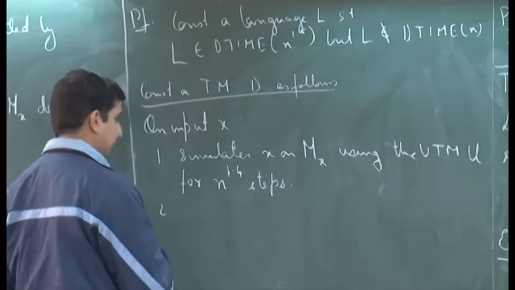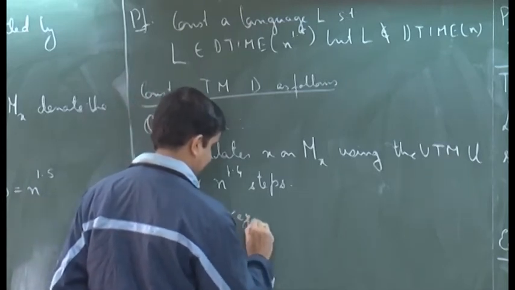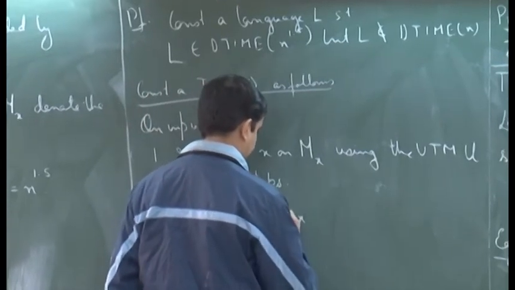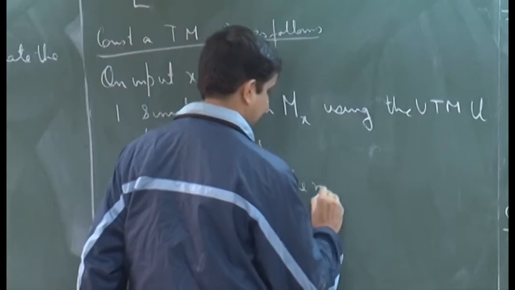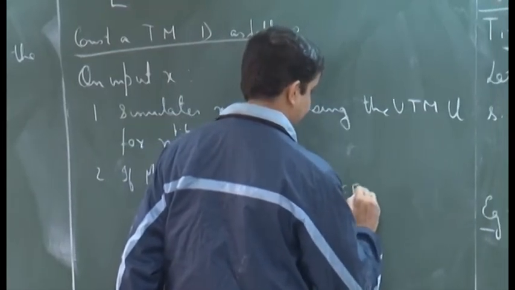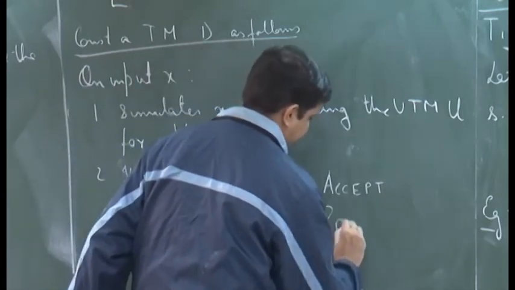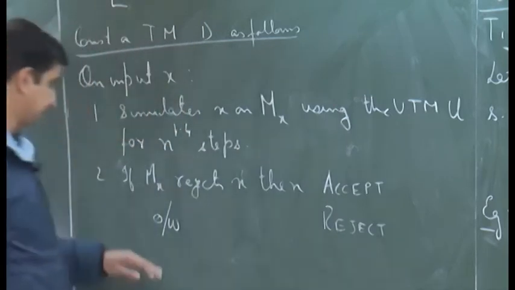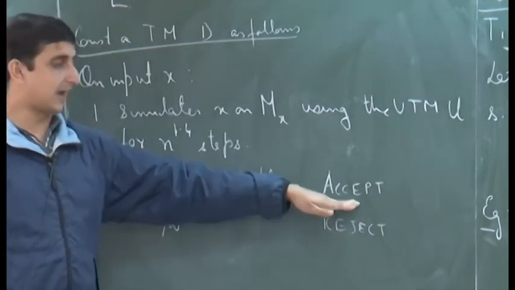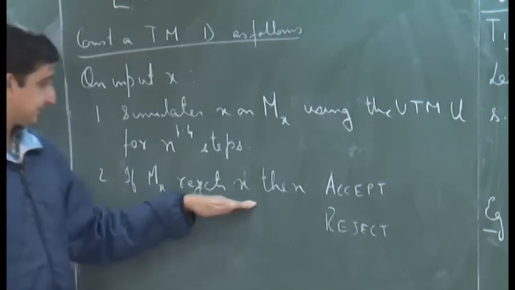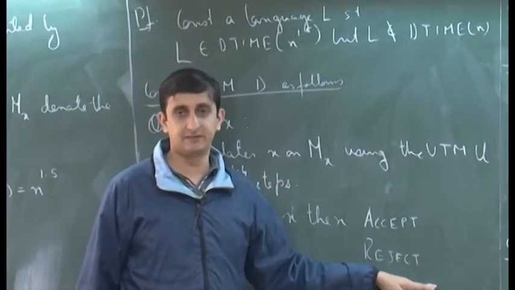And it will output the following. If M of x rejects x, then go ahead and accept. Otherwise, reject. So, if within n to the power 1.4 steps M of x rejects x, then D would accept. And if either M of x accepts x, or M of x does not output anything on x within this many steps, then you go ahead and reject in both cases.